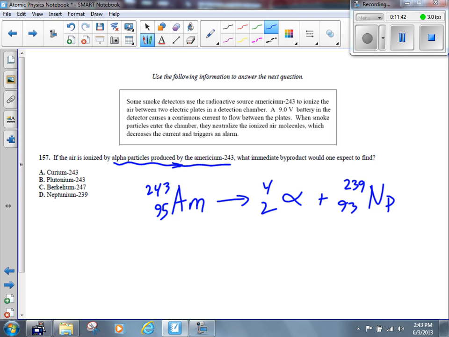Now, some of you may have done this question without even writing this out. Just looked at it and said, wait a second, 243 has to go to 4 plus 239, and the only thing with a mass number in our options here is neptunium-239. Therefore, it must be correct. Okay, if you use that logic, that's good. I just wanted to go through all of this just to make sure that if you had two options, neptunium-239 and berkelium, however you say that, 239, you know how to figure out which one it is.